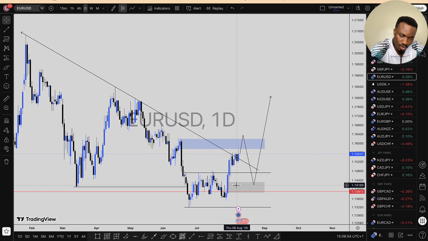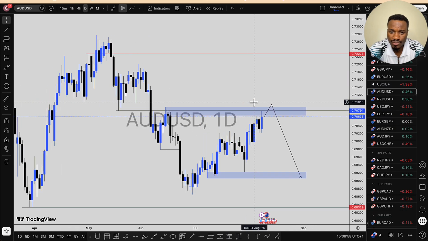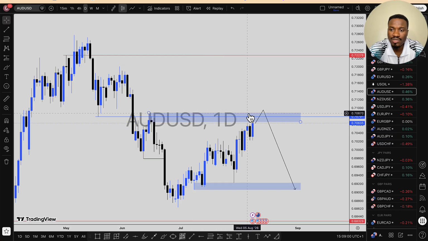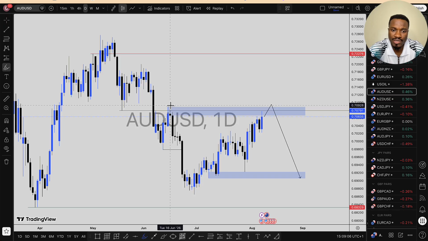Now let's move on to the next currency pair, which is the AUD paired against USD. This is the day chart. Supply comes in at 0.70790. You can see at this level right here, we had our supply, and this supply right here gave us a break of structure to the downside. So price is currently struggling to break this level.